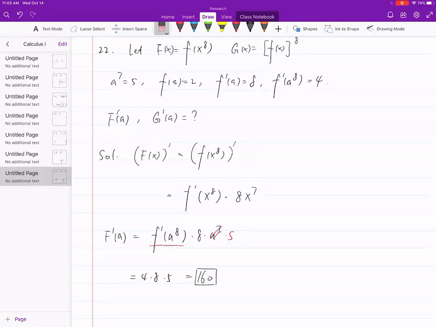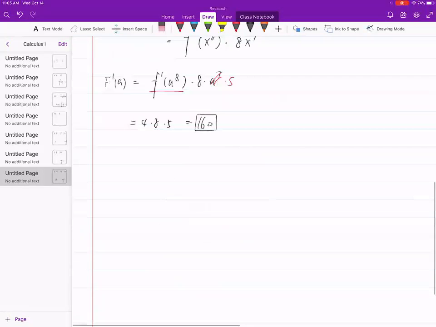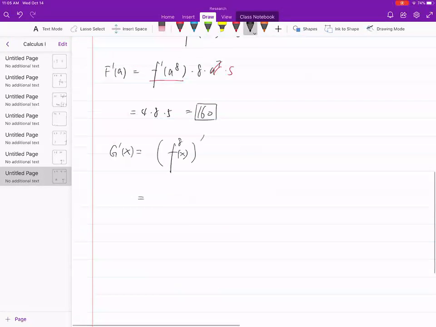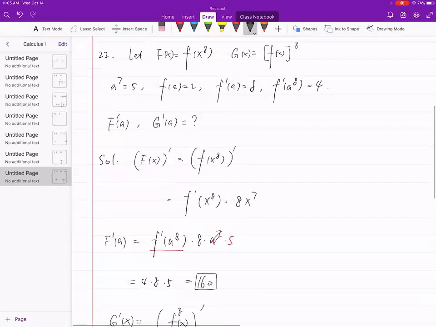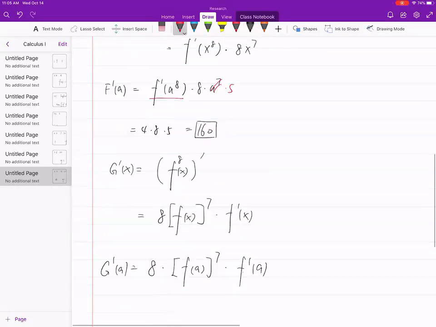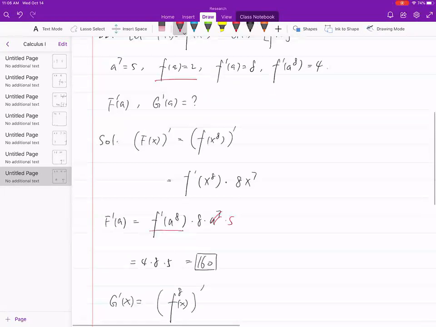Sounds good? Okay, so it's playing with the symbols. For the second one now, I think it's easy. G prime x is basically f(x) to the 8 and then prime. Then the first thing you should handle is 8 f(x) to the 7th times f prime x. Then g prime a is going to be 8 f(a) to the 7th times f prime a. And f prime a is 8, according to the thing. And f(a) is 2.